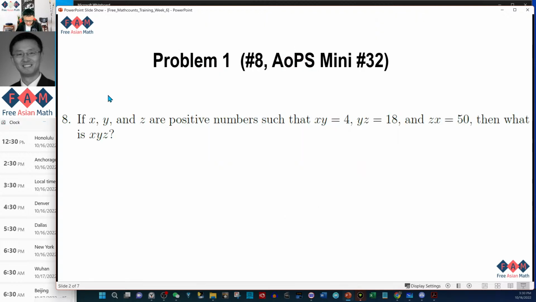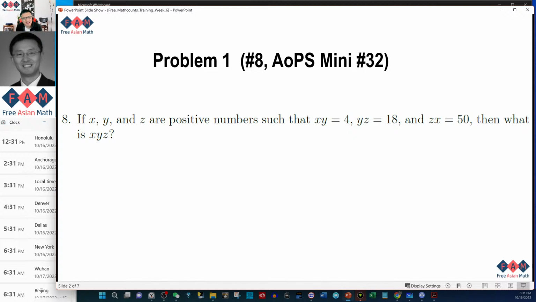Let's look at the first problem. We have 3 variables, x, y, and z, and a couple of conditions: xy, yz, and zx. We know the products of all those pairs, and we need to figure out the overall product of all 3 variables, x, y, z, multiplied together.